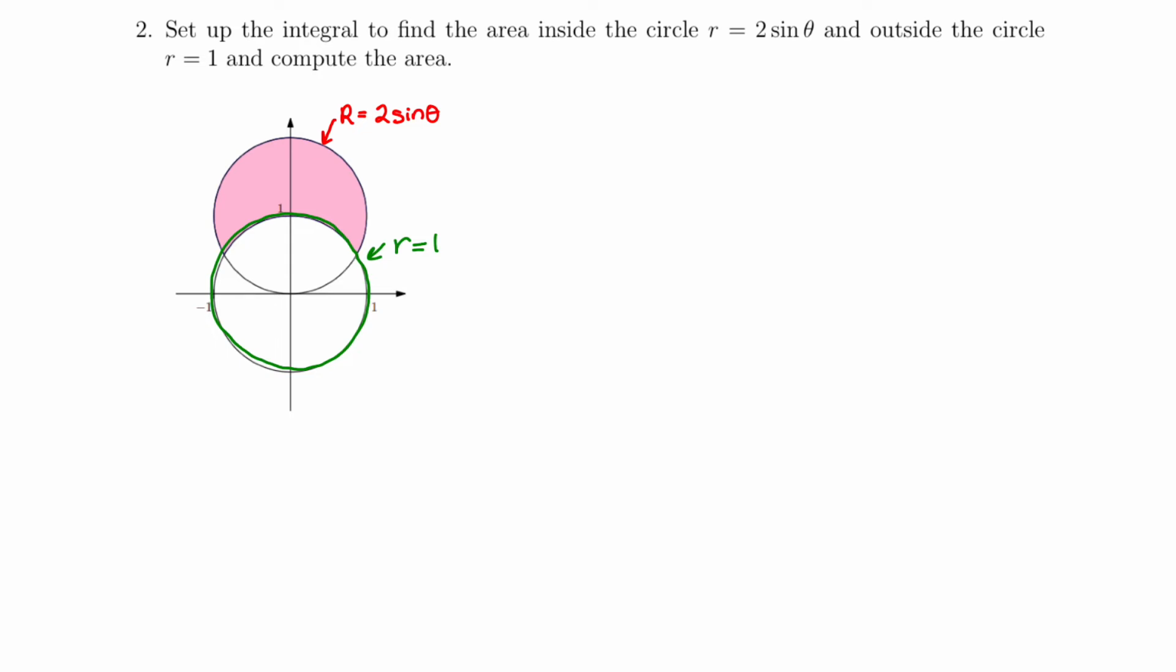So set up your integral. I'll write that formula down so we have it handy. The area is going to go from alpha to beta of 1/2 big R squared minus 1/2 little r squared d theta, right? So the key is limits of integration.